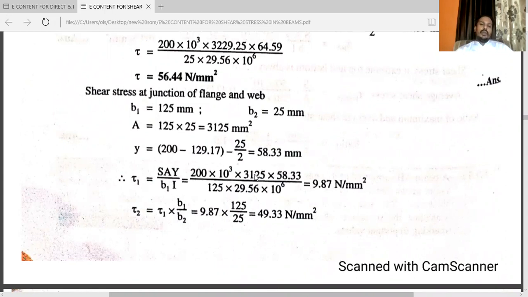So here we have the value of area, we have the value of Y, and B1, that is 125. You will get the answer 9.87 Newton per mm square. Now the next, tau 2 is equal to tau 1 into B1 by B2. Here we have the value of B1 and the value of B2. So the answer will be 49.33 Newton per mm square.